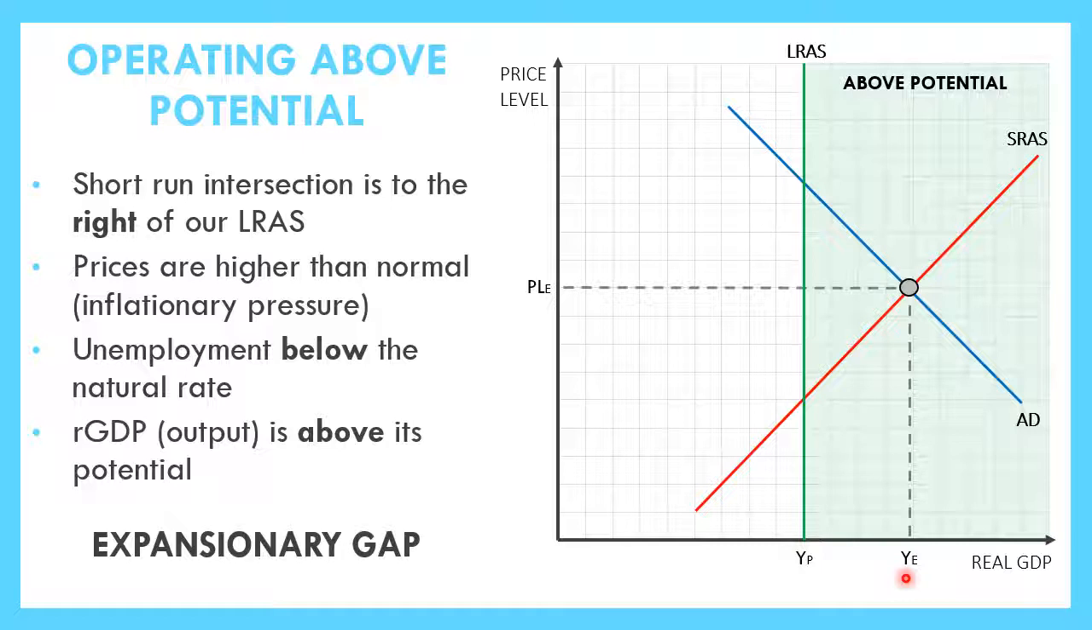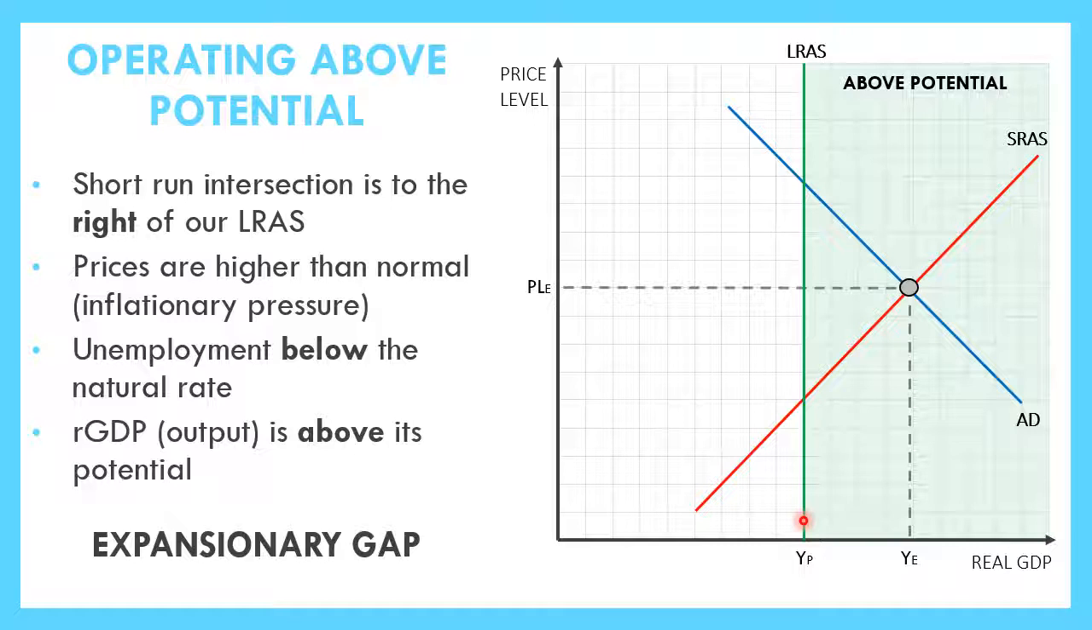We call this an expansionary gap. This gap right here between YP, our potential, and YE, our equilibrium, is an expansionary gap, or you might sometimes hear it called an inflationary gap. Now we look at this and we're like, well, what's wrong with that? Well, the idea here is this green line represents us being sustainable. So imagine you're running a marathon. There's a running pace, which represents this green line. It's a running pace that is sustainable for you to run that entire marathon at.